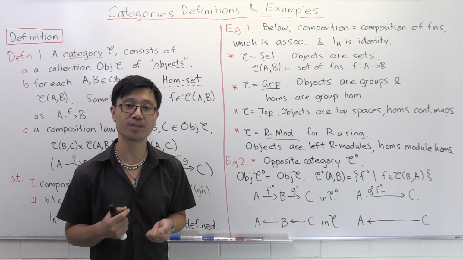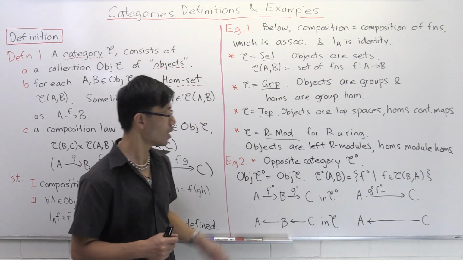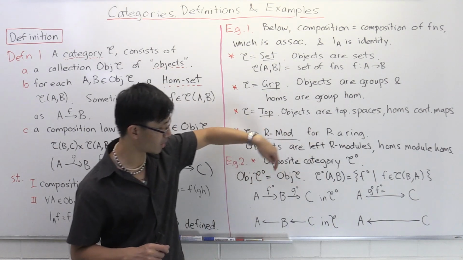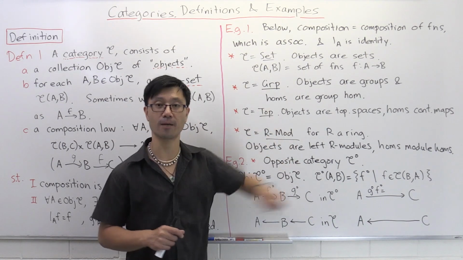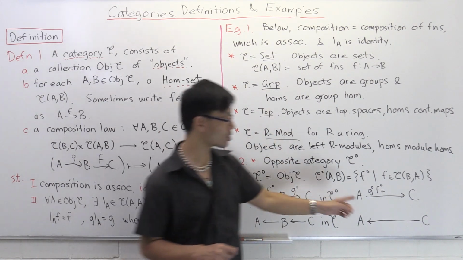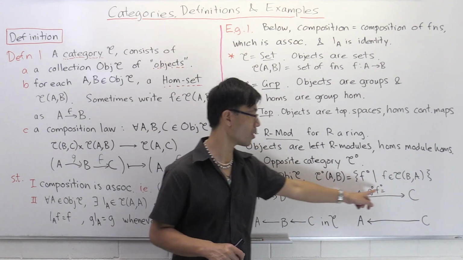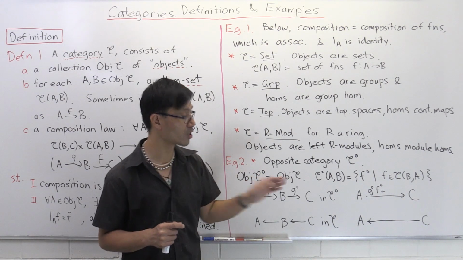Okay, so the final piece of data is, of course, how you compose Homs. Suppose you have two composable Homs in the opposite category. Say F opposite goes from A to B, and G opposite goes from B to C. We need something that goes from A to C. So that will be F opposite composed with G opposite, like that. So what is that? Let's give the definition of that.